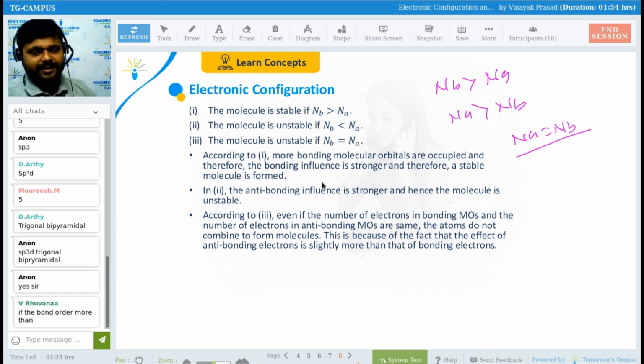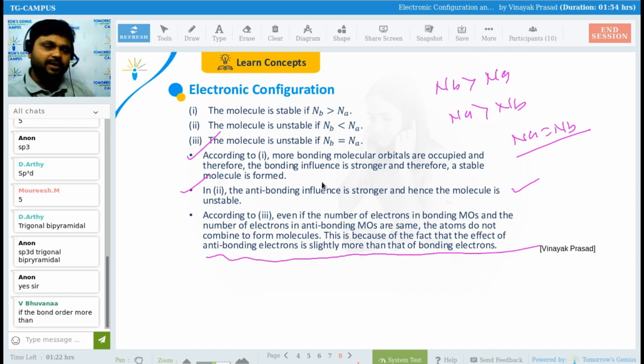Now you can see that in the first case more bonding molecular orbitals are occupied, so the bonding influence is stronger and a stable molecule is formed. In the second case, the anti-bonding influence is stronger, hence the molecule is unstable. In the third case, the number of electrons in bonding and anti-bonding molecular orbitals is the same, and the atoms do not combine to form molecules. This is because the effect of anti-bonding electrons is slightly more than that of bonding electrons.